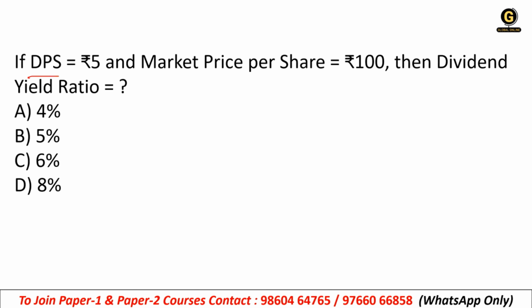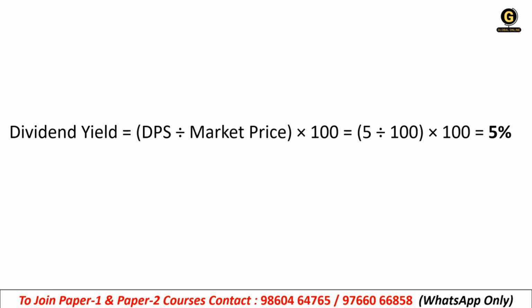Next, if DPS is rupees 5 and market price per share is rupees 100, then what will the dividend yield ratio be? 4%, 5%, 6% or 8%. It will be 5%. Dividend yield is equal to DPS divided by market price per share into 100. We have DPS 5 and market price 100 into 100. When we do it, we have 5% dividend yield.